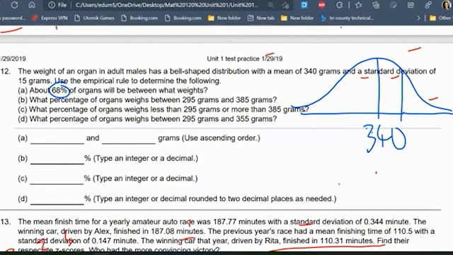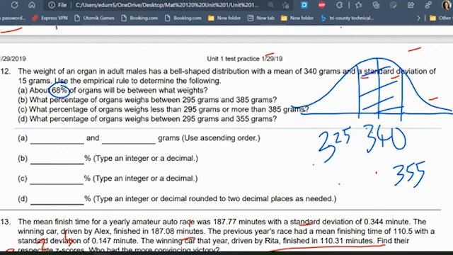So what you're going to do is add 15, the standard deviation, to the mean. And you have 340 plus 15, 355. 1 standard deviation below the mean, 340 minus 15, 325. And this area is 68%. So that's the easiest question there. You don't even need to use your calculator. But if you do, you get the same answer.